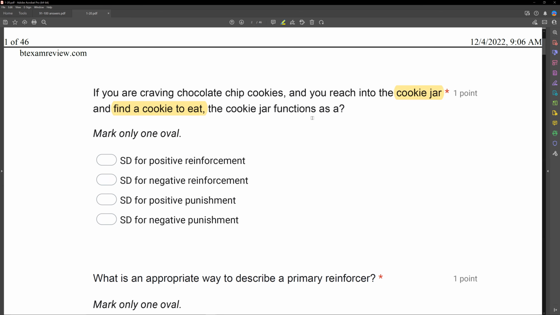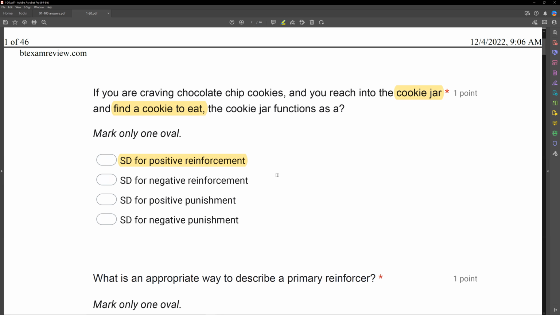Well, negative reinforcement wasn't delivered, right? You gained the cookie from the response of reaching into the cookie jar. And it wasn't a punishment procedure because in the future, we can assume that if you're looking for cookies, you're going to go back to the cookie jar. And why? Because it is now an SD for positive reinforcement. And every time you see that cookie jar, it's signaling to you, hey, there are cookies in here. Positive reinforcement is available once you reach inside and grab a cookie.